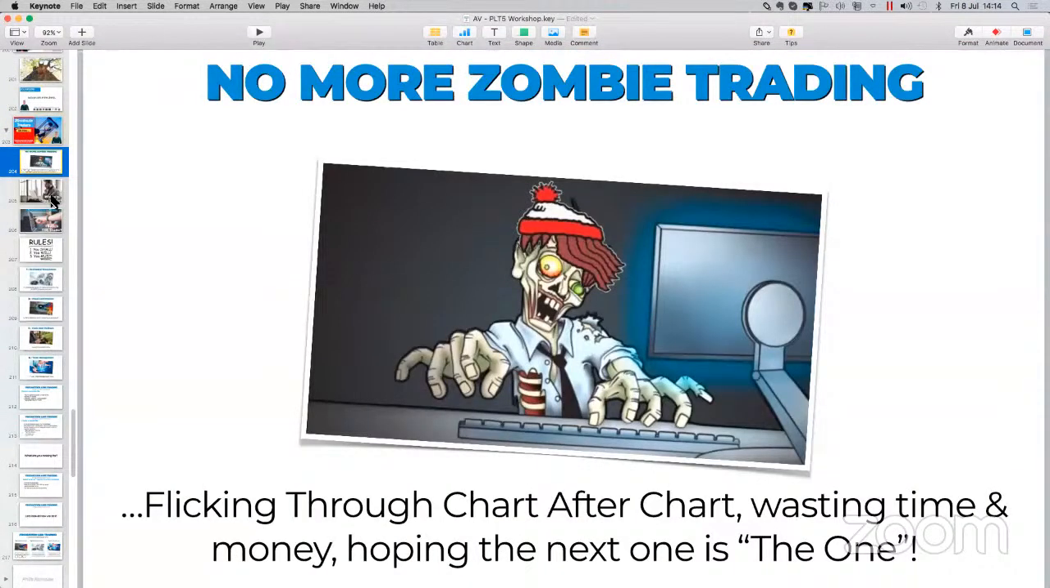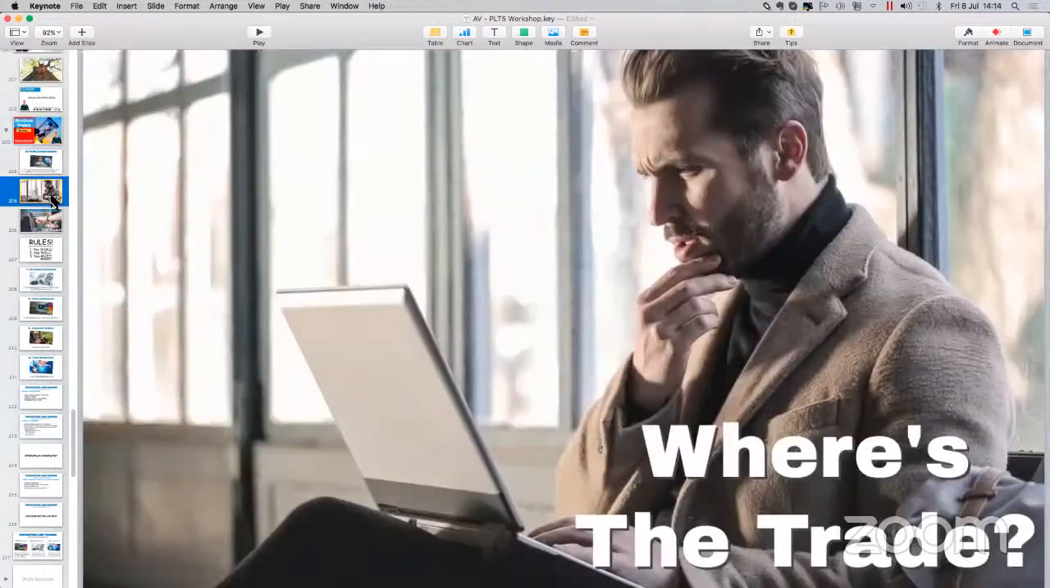Again, as I've already said, I don't want to be a mindless zombie trader flicking through chart after chart after chart, wondering where the trade is. No one wants to wonder where that is. And the reality is that you've probably not got definition. And I found myself saying this quite a few times recently, you're cursed with knowledge.